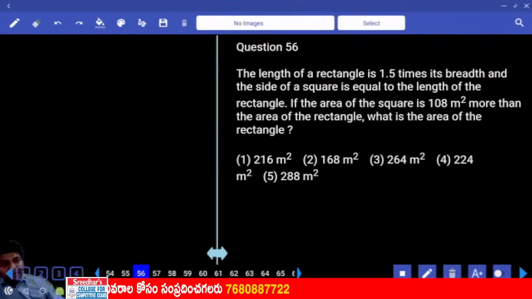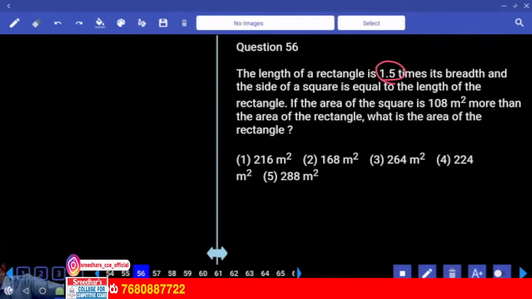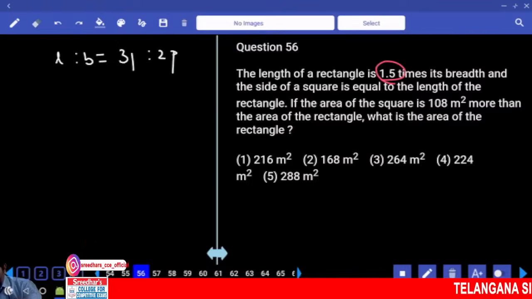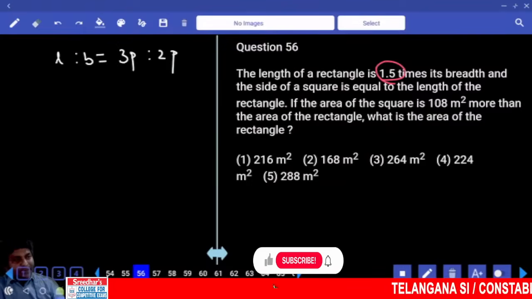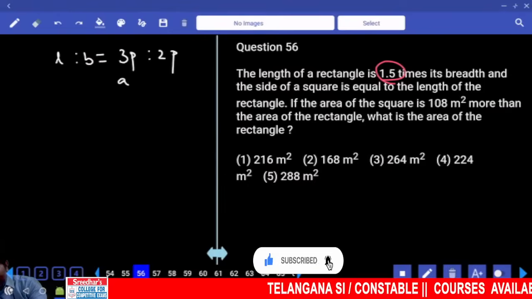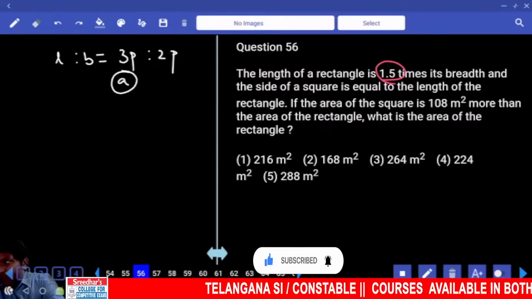The length of a rectangle is 1.5 times the breadth. 1.5 as a fraction is 3 by 2. So length and breadth are in the ratio 3:2. I'll take 3 parts and then 2 parts. And the side of the square is equal to the length of the rectangle, so the side is also equal to 3 parts.